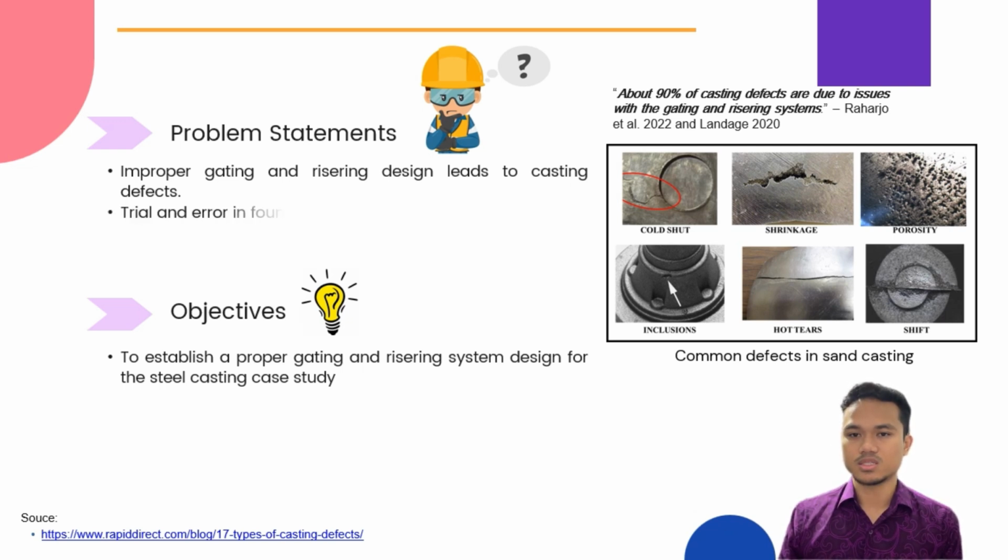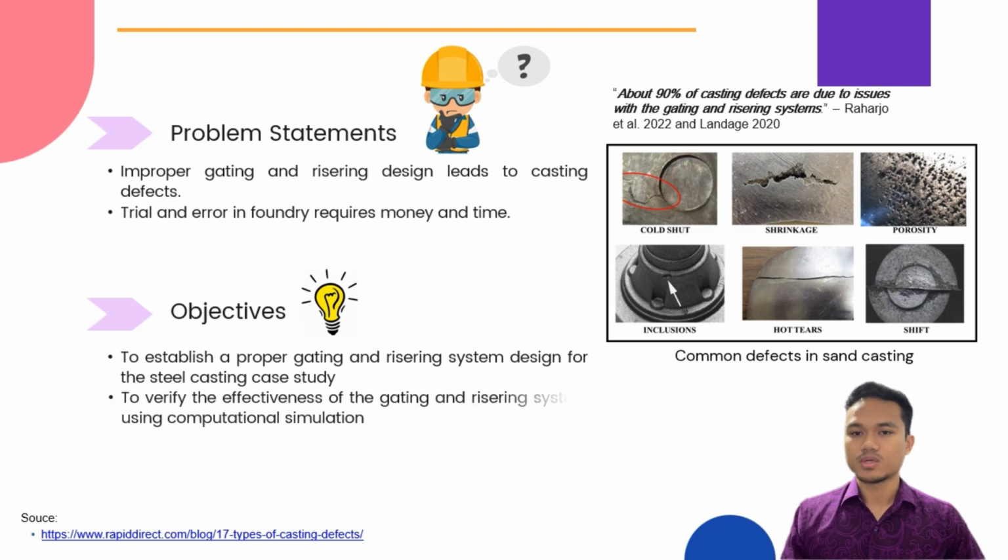steel casting case study. And then the next problem is how to reduce the trial and error in foundry, because to propose the gating and risering system, it requires money and time. So it can be solved by using the simulation tool, which can reduce the shop floor trial. Therefore, my second objective is to verify the effectiveness of the gating and risering system using computational simulation.